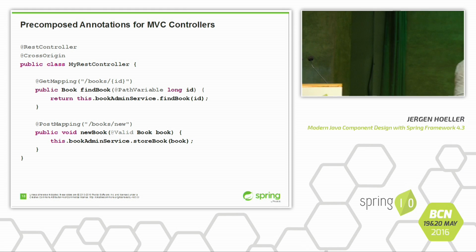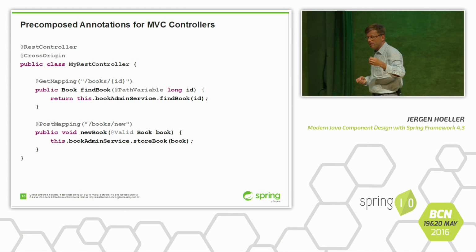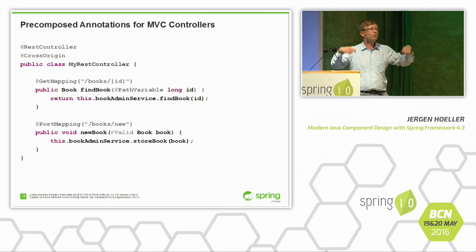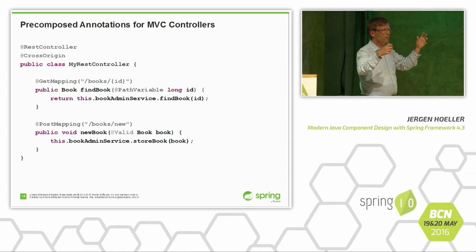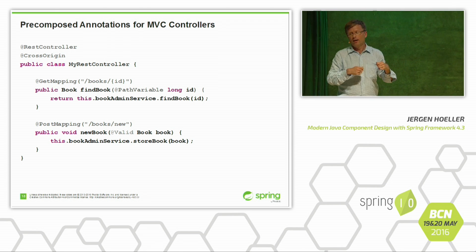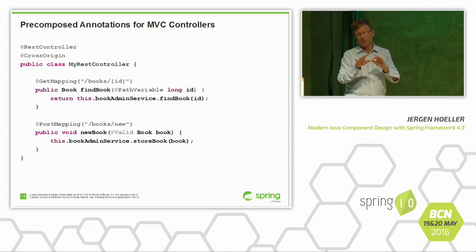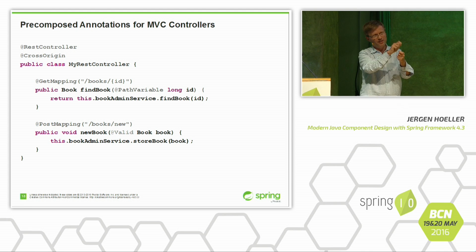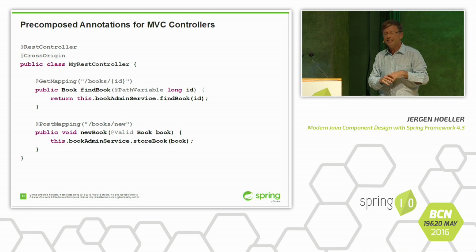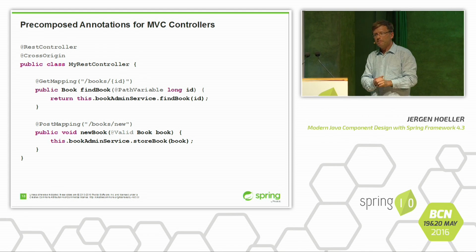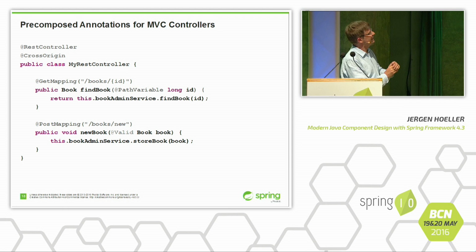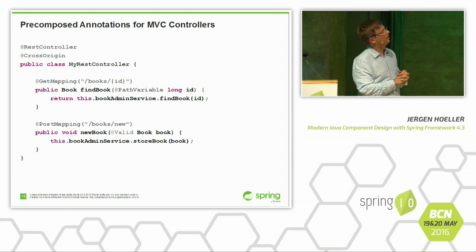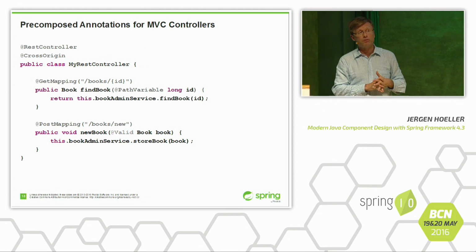There are actually attributes on get mapping and post mapping for the producers and consumers conditions. You can specify almost everything you can do on request mapping. But some of the benefit goes away then, because if you have several attributes, you have to specify the names of those attributes. It's still nice, it's still shorter, but the full conciseness you only really get if you reduce it to an attribute only.